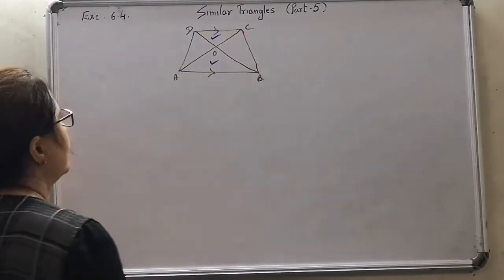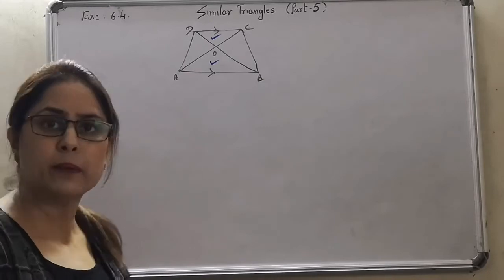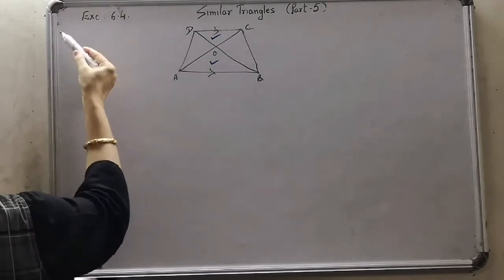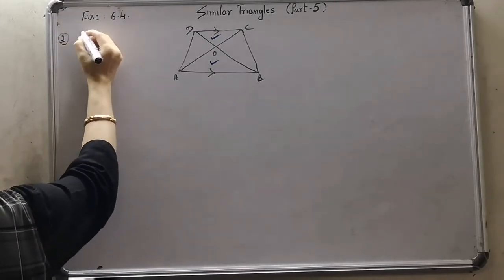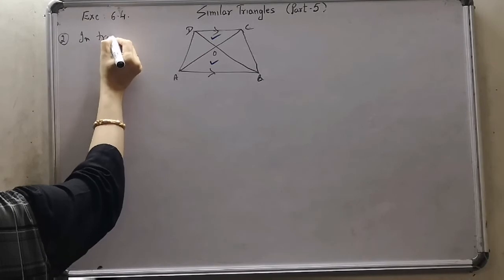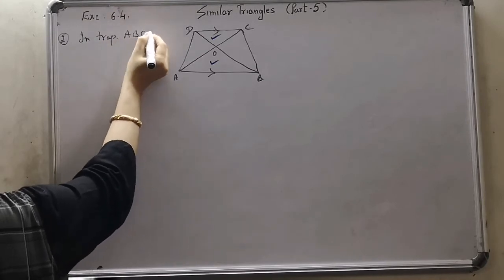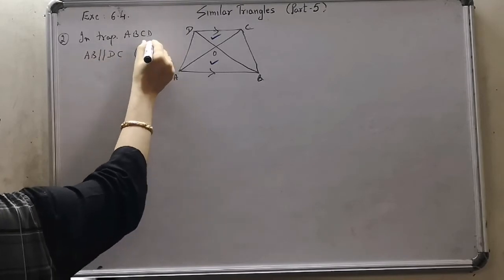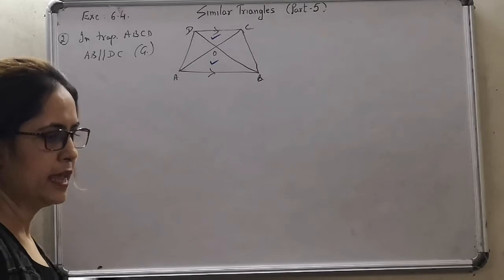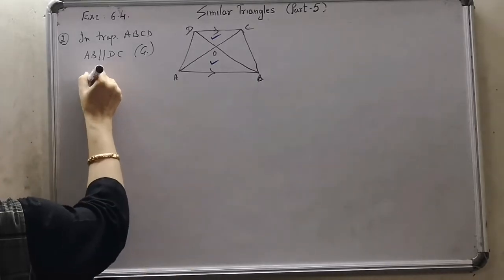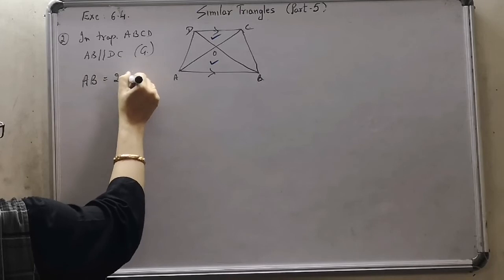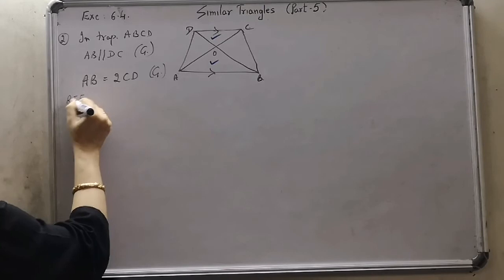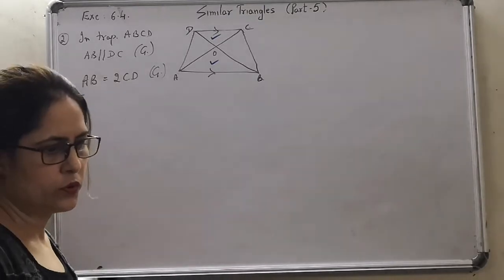And we have to find the ratio of areas of the triangles AOB and COD. It means we have to prove them similar. Let's see what can we do. This is question number 2. In trapezium ABCD, AB is parallel to DC. This is given to us. The other thing given is AB is equal to twice of CD.